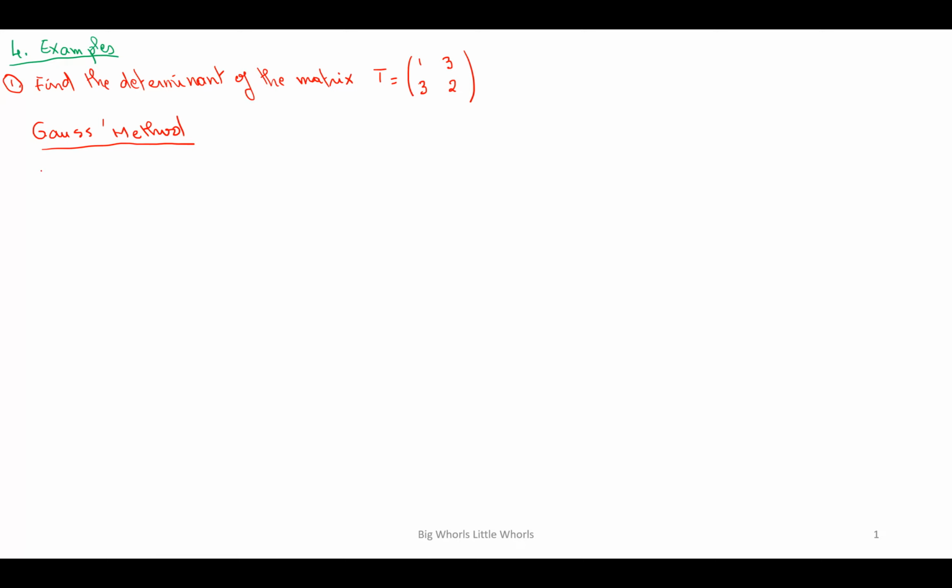So we have a T, which is 1, 3, 3, 2. So what we have to do now is minus 3 times row 1 plus row 2, which will give us 1, 3, 0, minus 7, since minus 3 minus 9 plus 2 is minus 7.